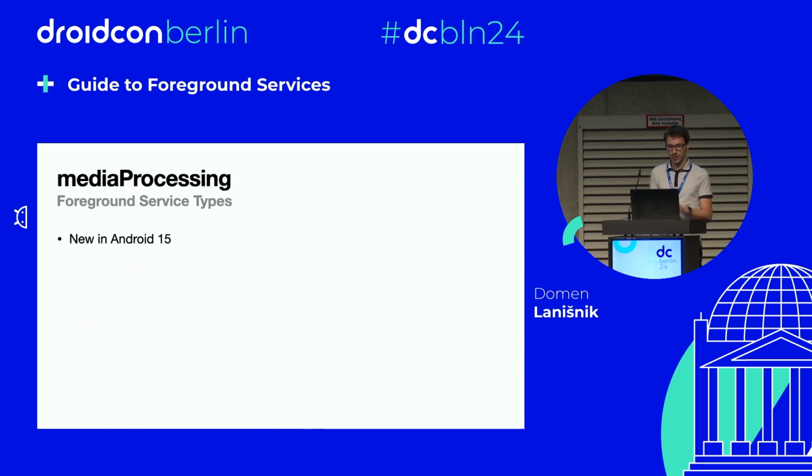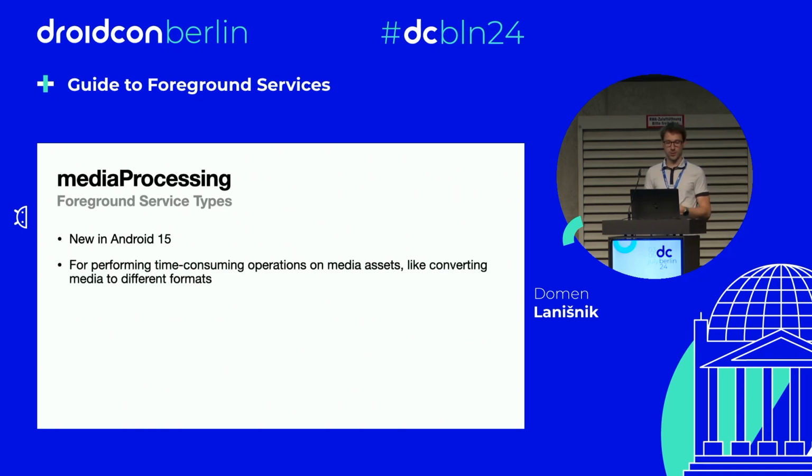So the next one is media processing. This is a new one with Android 15, and it's meant to be used for time-consuming operations on media assets like converting media to different formats or transcoding. It has a time limit, so it can only run for 6 hours every 24 hours. And this applies to your whole app.